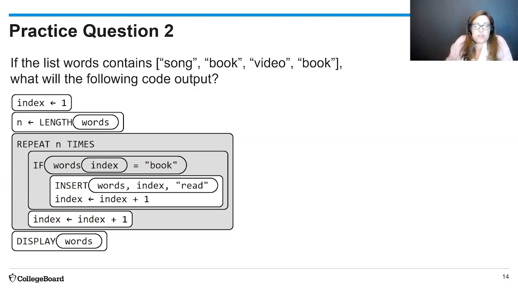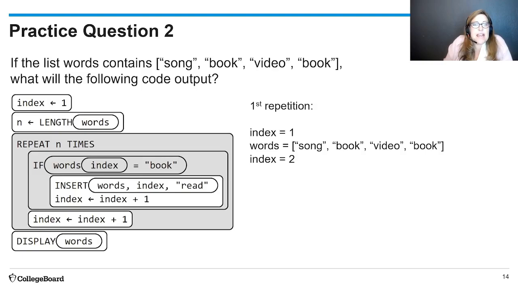So in my first repetition, index started at 1. It says if words at index, words at 1, equals book. Well, song does not equal book, so I'm not going to go into the if. There is no else. I just go outside the if and update the index to 2.